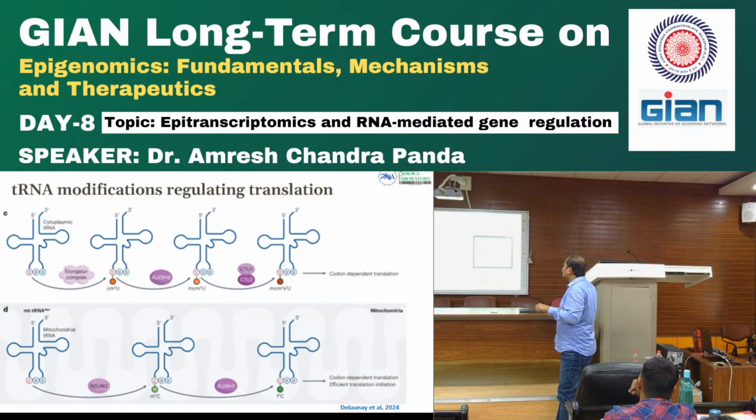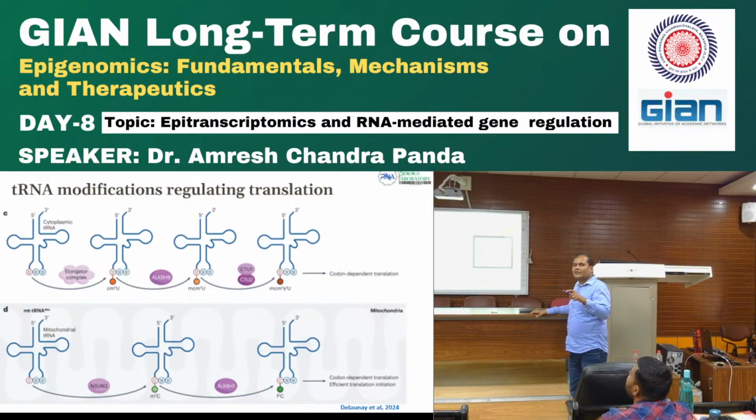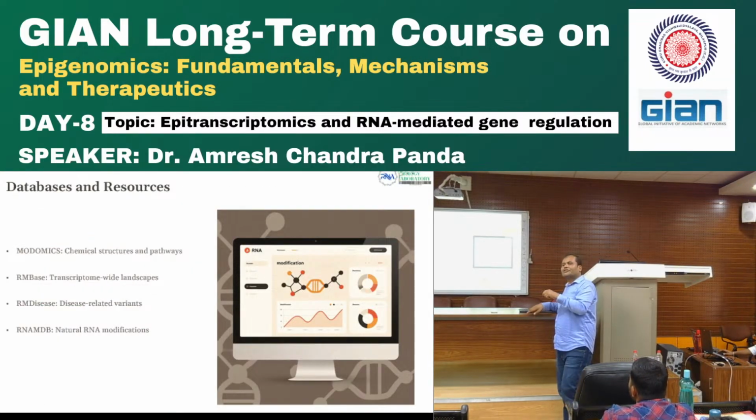And these are the databases. Like I said, the most important database is this MODomics. So that is listing around 300 modifications, and there are other databases which enlist the modifications and their relation with any kind of diseases. Okay.